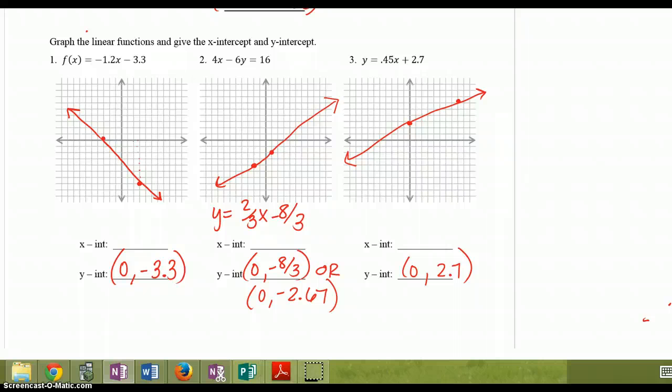Okay, so here are your graphs to number 2 and number 3, as well as the y-intercepts. Notice on number 2 you can write that as a decimal or a fraction, depending whether you got it out of your equation or if you pulled it out of the calculator. Tomorrow we will work at finding x-intercepts because they're a little bit more challenging.